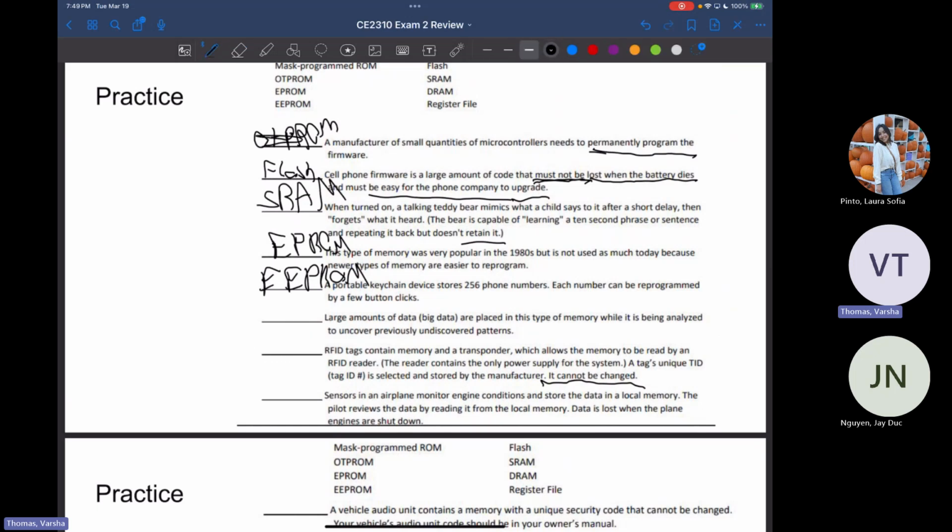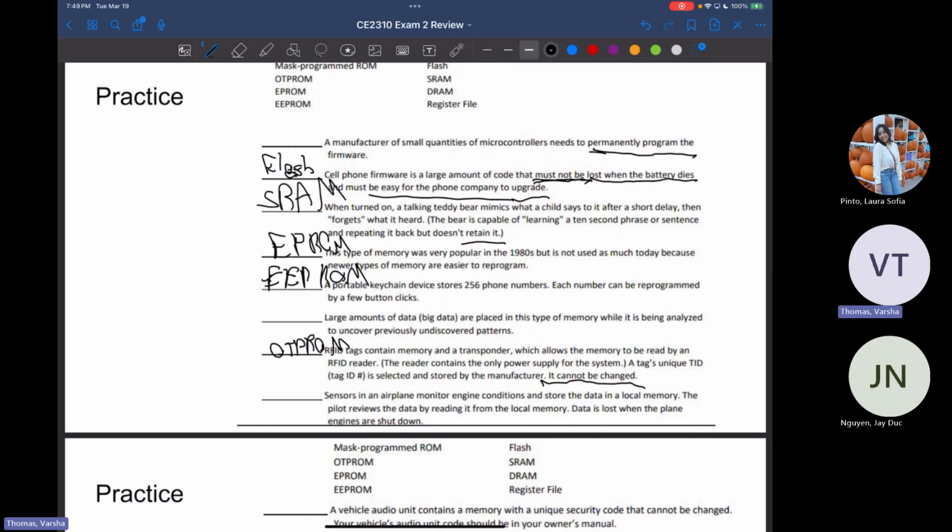will actually be, I erased this one by mistake. This one will actually be OT-PROM, because, sorry, I erased the wrong one. EEPROM, OT-PROM, because it's unique and it cannot be changed. So this is the OT-PROM.